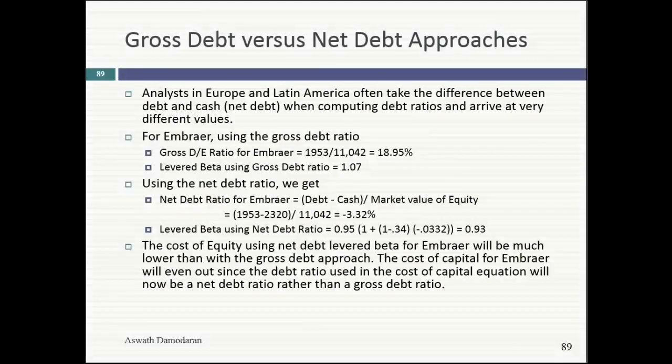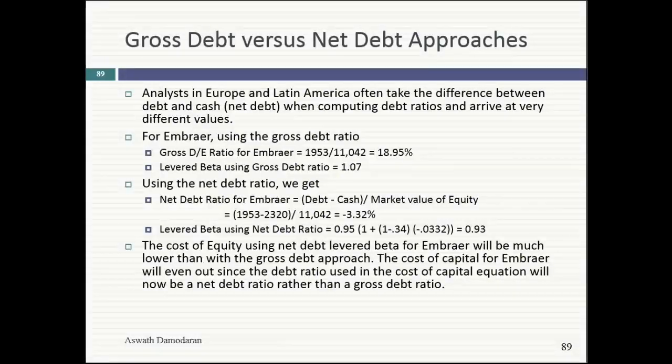If I use net debt to equity, I end up with a lower beta and a lower cost of equity. When I get to my cost of capital, you know what the weights are going to be? They're going to be about 103% equity and minus 3% debt. And this freaks people out. How can it be negative? Because you're bringing cash into the process. Cash is a zero beta asset, and what that effectively means is your cost of capital will actually be higher than your cost of equity.